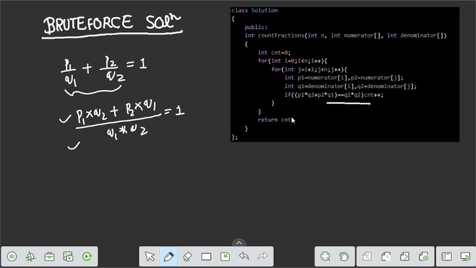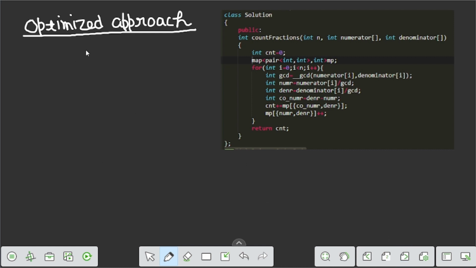But the time complexity of this solution is O of n square, and space complexity is O of 1. But this code gives you TLE because the time complexity O of n square is too big. So how do we optimize this code? The optimized approach is using maps.